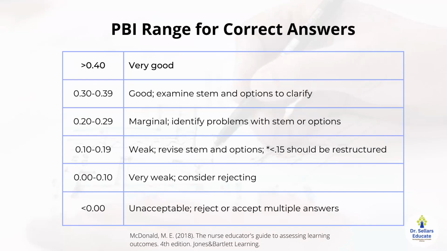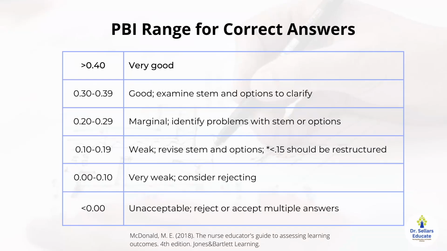All right, so let's break down this PBI range as one example of data points that we want to look at. Greater than 0.40 is going to indicate very good, but any number that is 0.20 or higher, we do want to see as favorable. However, that sweet spot really is 0.30 and above. So it's marginal at that 0.2, 0.29.